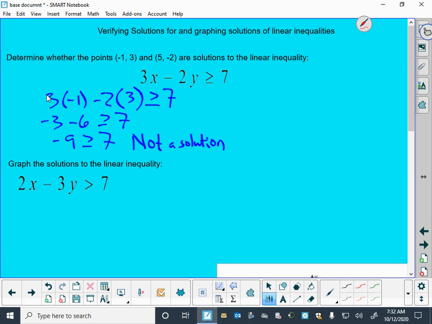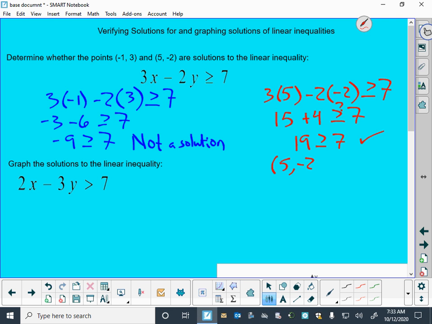We try our other point here at 5, -2, so we put the 5 in for the x and the -2 in for the y, and we check to see if we get something greater than or equal to 7 there, and I get a 15 plus 4, checking to see if that is greater than or equal to 7, that's 19. And 19 is greater than or equal to 7, so we can say that 5, -2 is a solution.